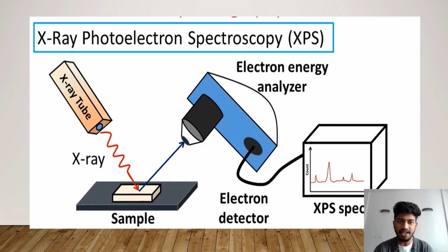This is a schematic diagram of X-ray photoelectron spectroscopy. Here you can see the X-ray tube and a sample holder for placing the sample material. Also an electron energy analyzer, an electron detector as well, and the XPS spectra. Here I have explained before what the photoelectric effect is, through which the X-rays are incident on the sample. Here you can see it in the diagram.